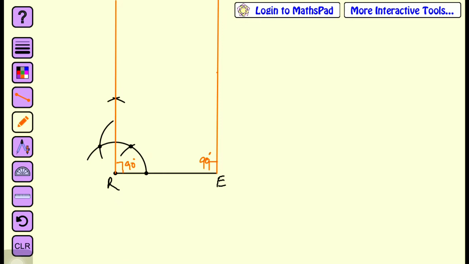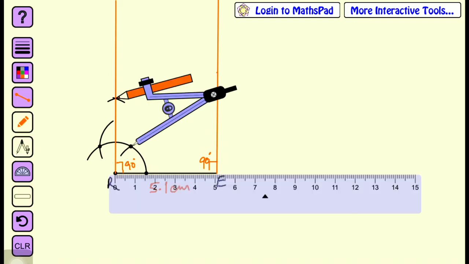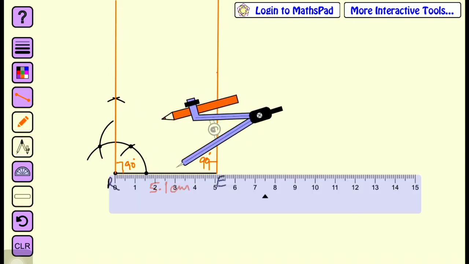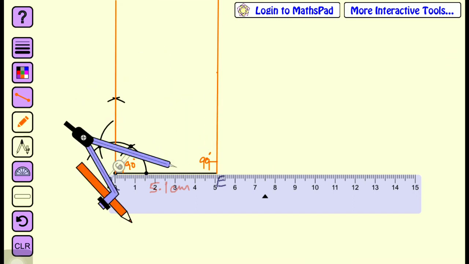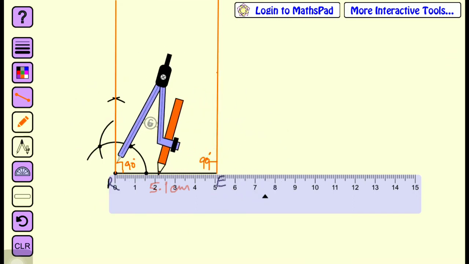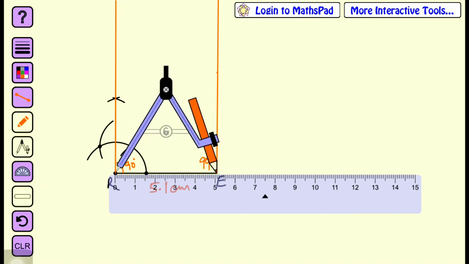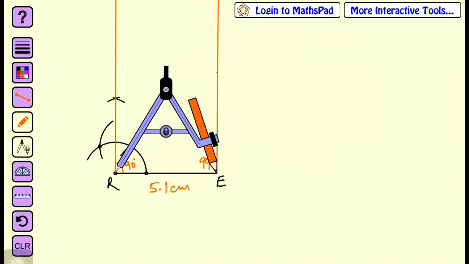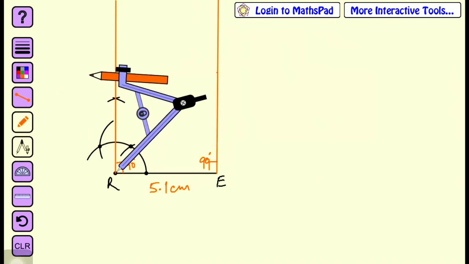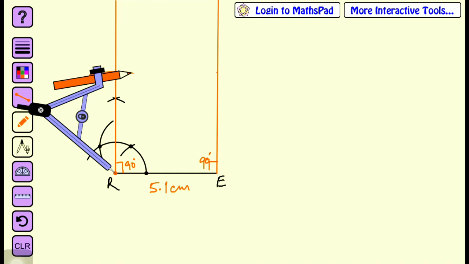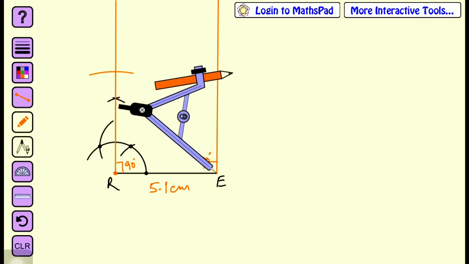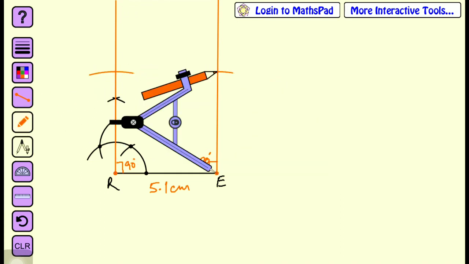Fine. Now we know that all the four sides of the square are of 5.1 centimeter only. So we will take the scale, we will take the compass, and we will again measure it till 5.1 centimeter. Now we will place it at point R. We will mark an arc like this, and again we will shift this to point E and we will mark an arc like this, and both the arcs are of radius 5.1 centimeter.